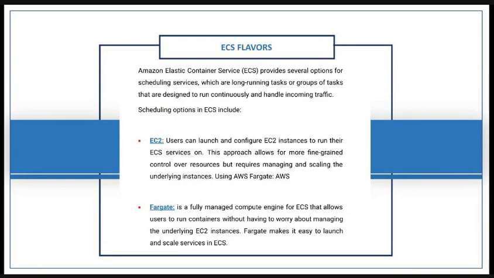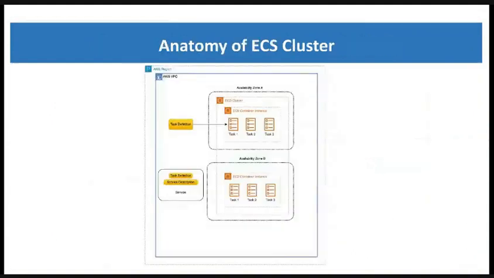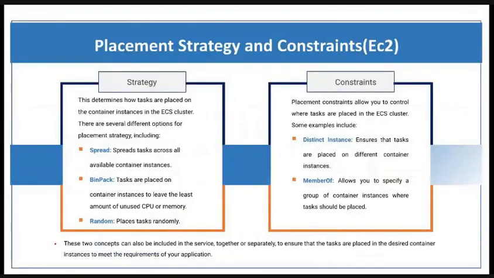Okay, let's move on. Coming back to the topic of placement strategies and constraints. As I said, when a new task comes up, an ECS service has to make a decision of where to place the task. It has to do two things. First, it has to look at the strategy, and this is defined on the service level. There are three kinds of strategies. First is spread.